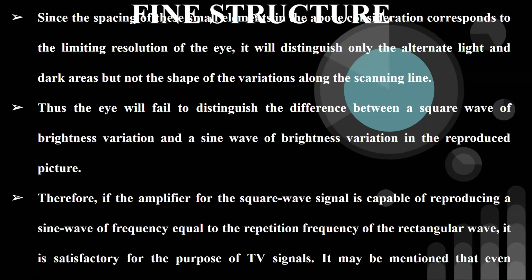Therefore, if the amplifier for the square wave signal is capable of reproducing a sine wave of frequency equal to the repetition frequency of the rectangular wave, it is satisfactory for the purpose of the TV signal.